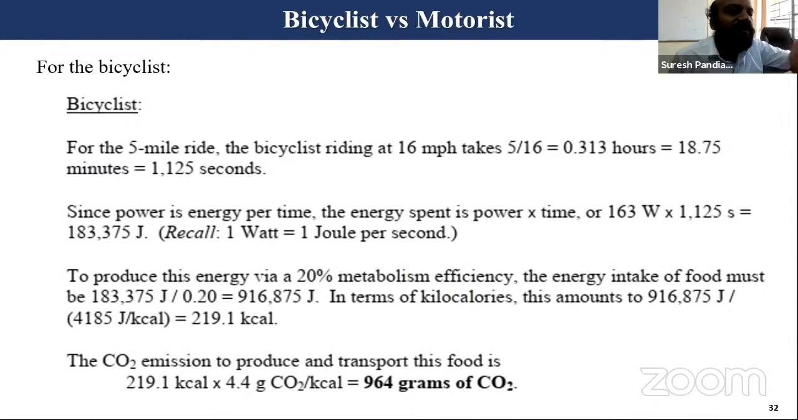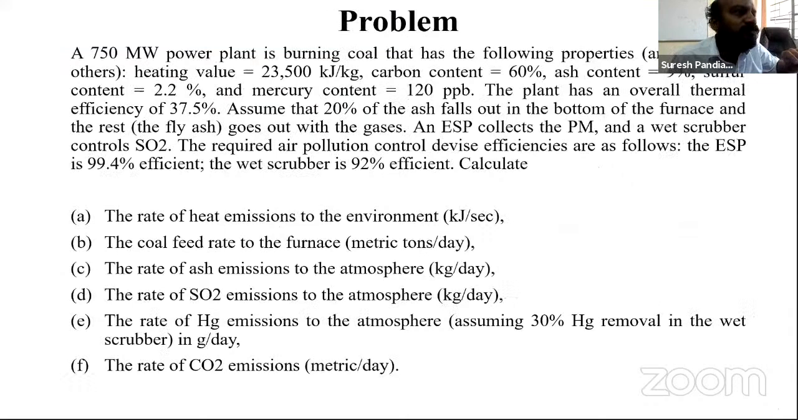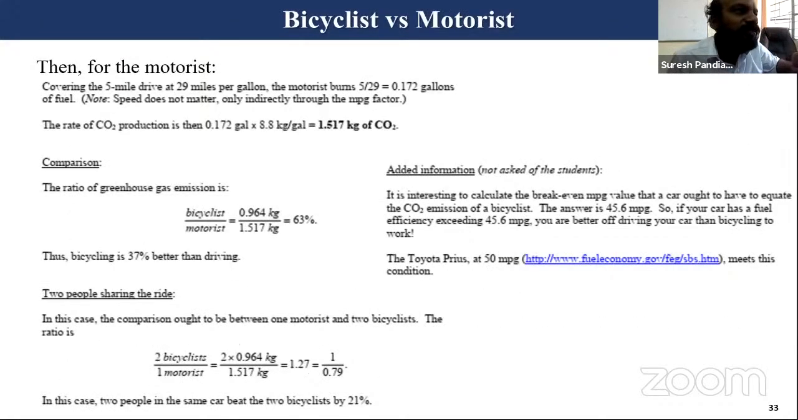Finally, they find it out by doing simple mathematics, not so tough. The distance traveled, then fuel consumed, then the associated emission factor. Finally, 964 grams of CO2 is emitted by him. Now this is the second case, for the person who comes by motor vehicle. In that case, the emission is also shown to you. His emission is 1.517 kilograms.